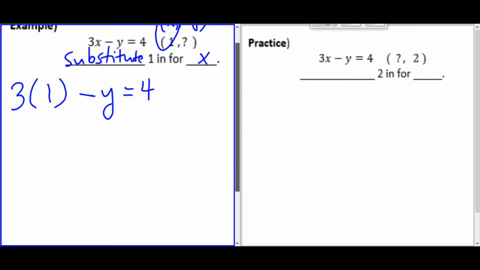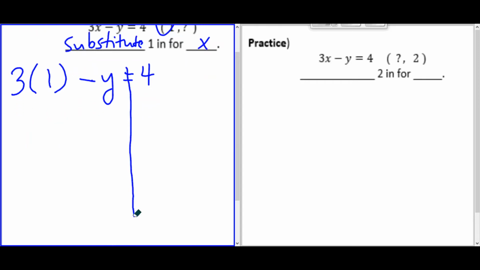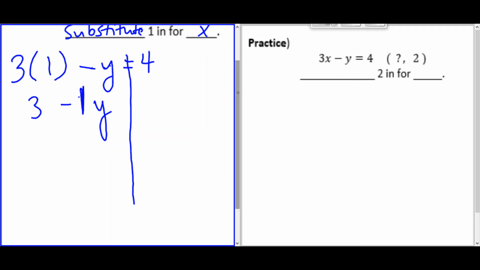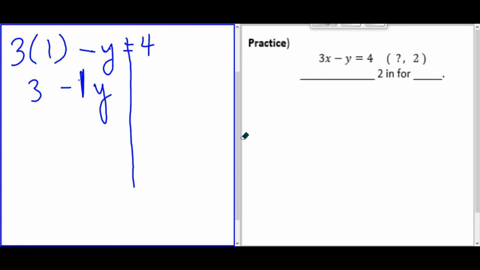Then we're just going to solve this. Draw your line down the middle of the equal sign. 3 times 1 is 3. And I'm going to show the 1 in front of the y. Remember, y and 1y are the same thing. That means negative y and negative 1y are also the same thing. We don't often include the 1 there, but I want to show you that it's there.